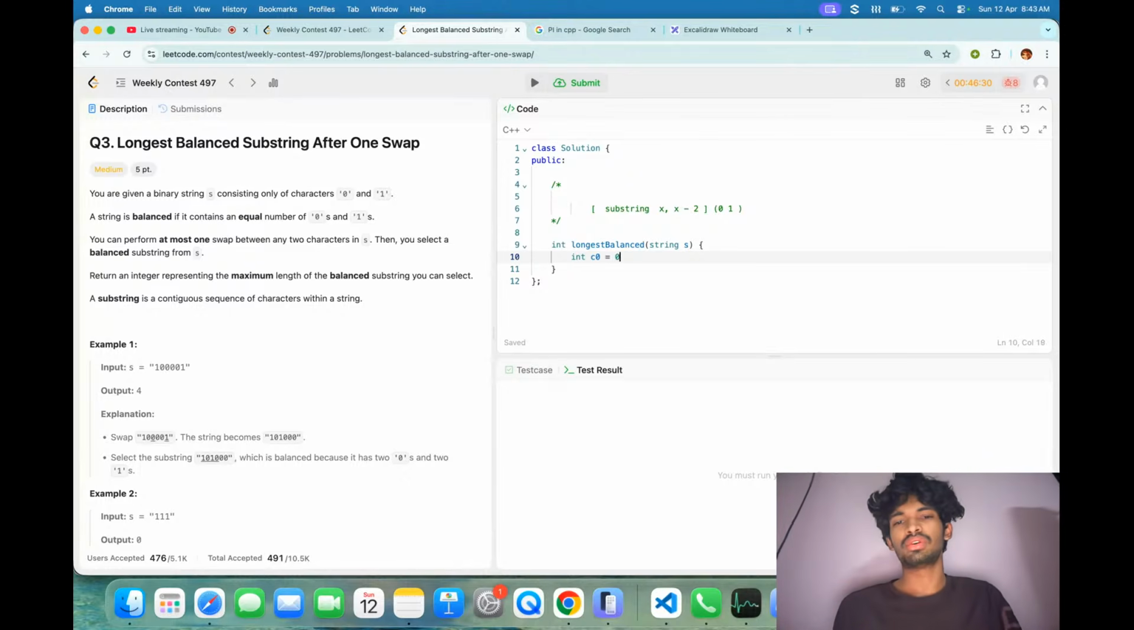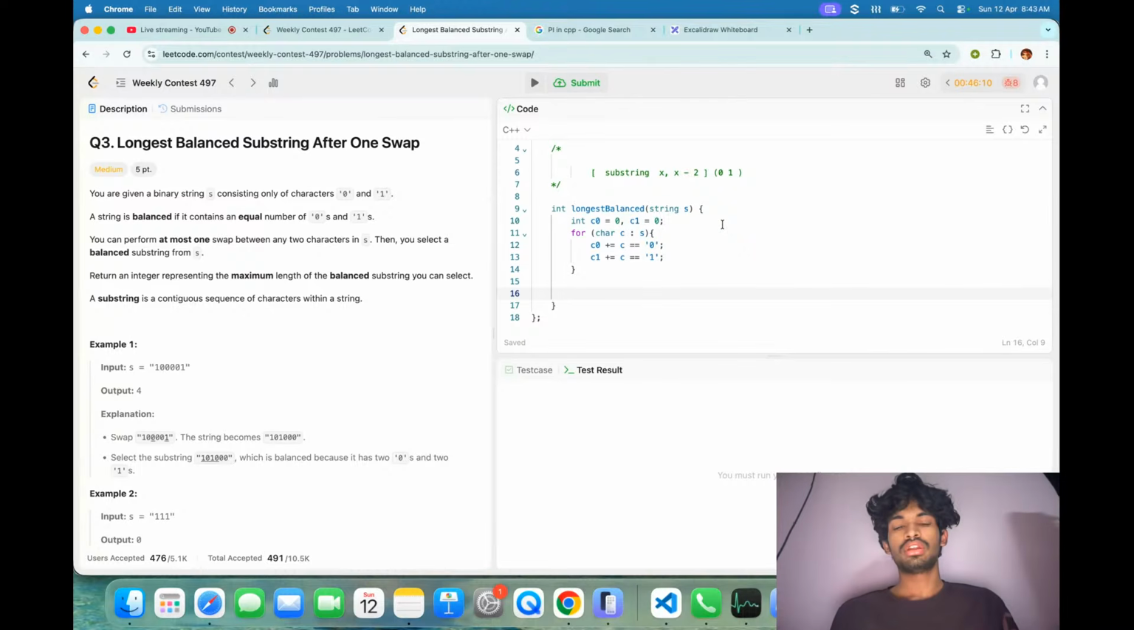I'll just maintain count 0 and count 1. With that I'll iterate from this side to this side, and then with that I'll try to get this one. For each char c, c0 plus equals c equals to 0, c1 plus equals c equals to 1. Now let's iterate through the characters. Let's make prefix sums. In prefix sum, let's define n equals the size of s, and a vector of int.